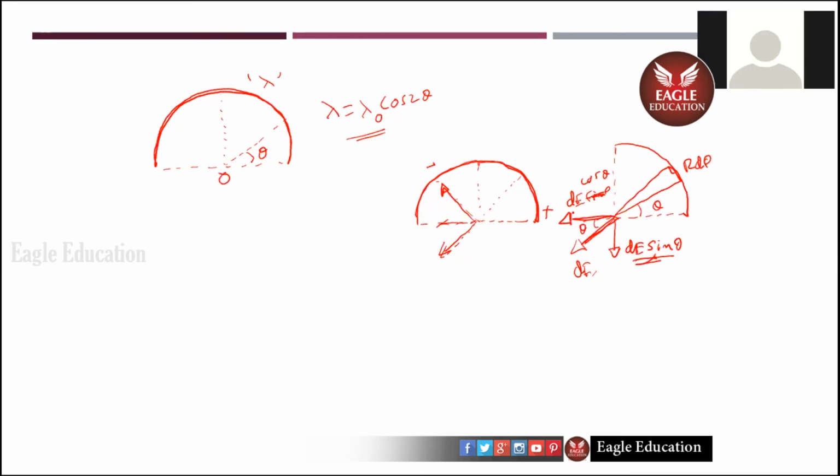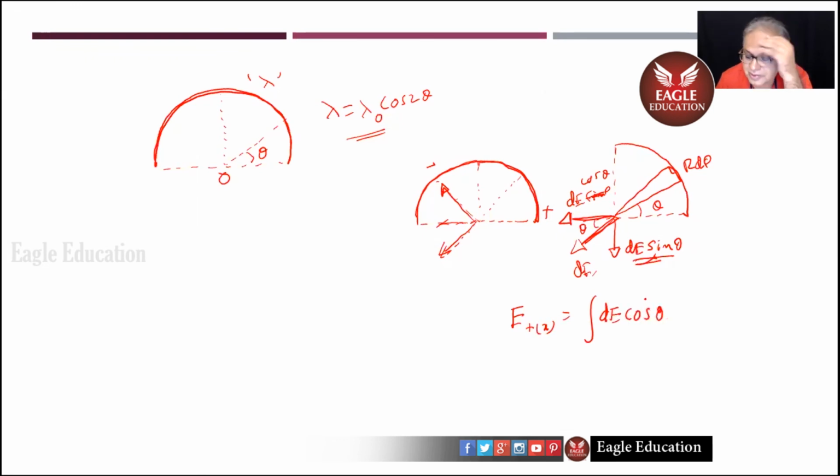Okay, sir. Rishita? Yes, sir. So E due to plus in the x direction will be integral d cos theta. Is it all right, children? Are we going wrong? Yes, sir. It is correct, sir. You should be confidently saying that's correct. Otherwise, it won't work. All right.